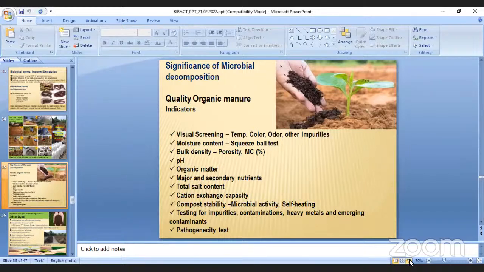Then moisture content. In case of compost, moisture content is usually tested by a squeeze ball test. Whenever we get some soil or some manure, it may be composted or it may not be. So microbial enriched, whatever the compost, has some unique characters. So this is basically a squeeze ball test. In the squeeze ball test, what happens? You prepare a ball in your hand, so it is a squeeze ball, and if the soil forms a sticky ball, okay, this is clay soil basically.